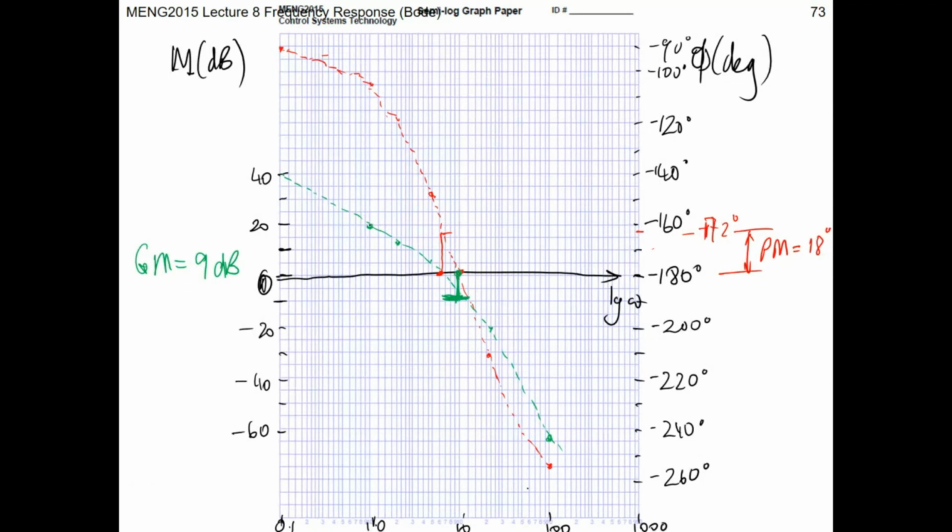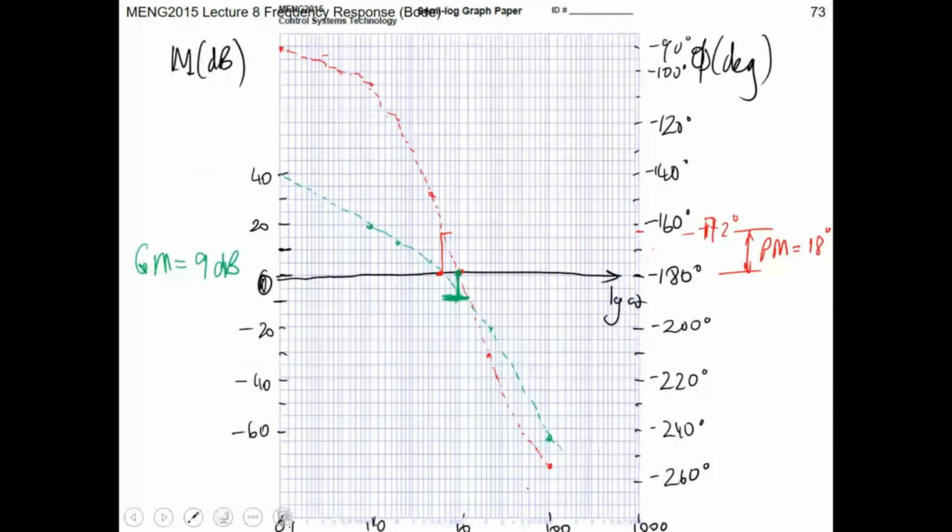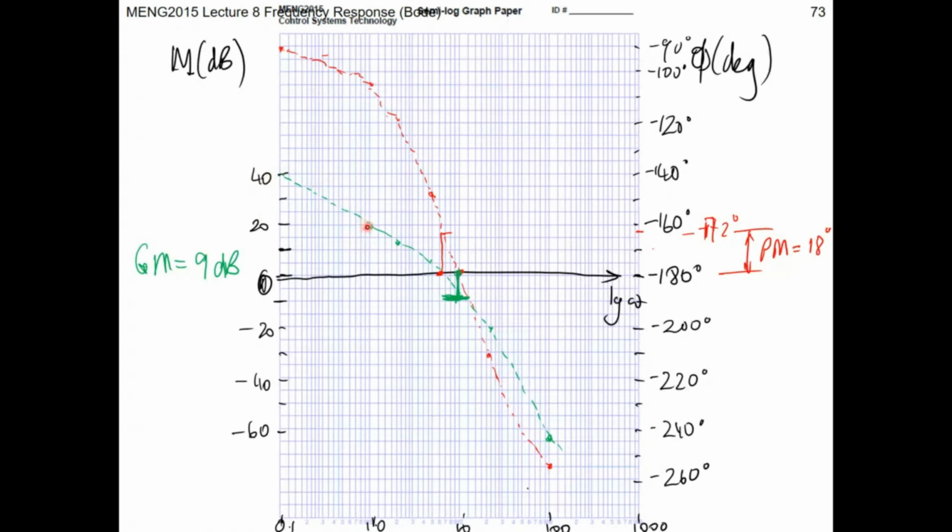But these are our gain values that we calculated. 0.1 was at 40, 1 is at 20, 2 is at 13, and 2.7 at 5. So this is what it looks like. We get the crossover point here. The green line is our gain plot, just plotted and joined the dots.